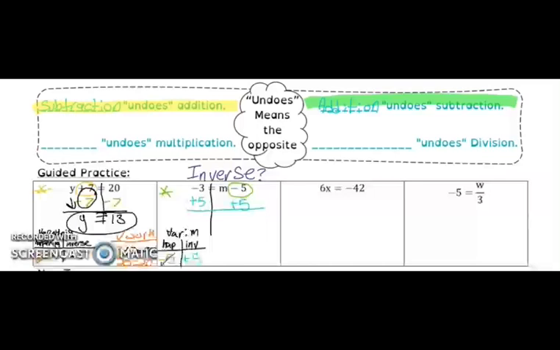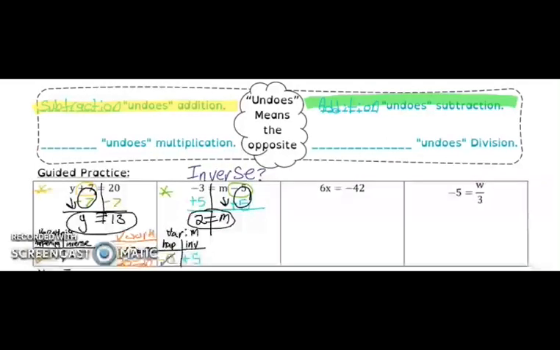All right. -5 plus 5 or 5 minus 5, that's 0. And then -3 plus 5 or 5 minus 3, that leaves me with 2. I'm going to bring down my variable and I'm going to slide down my equal sign. So m equals 2.